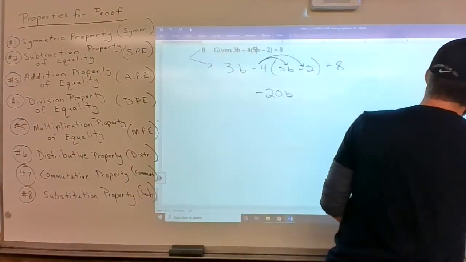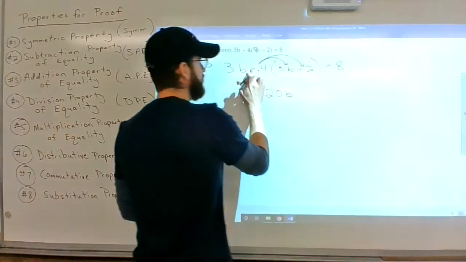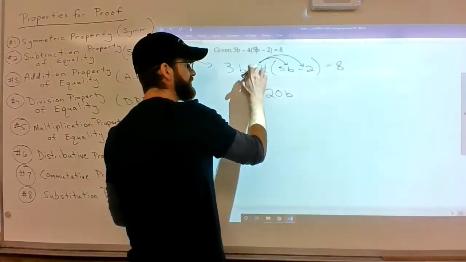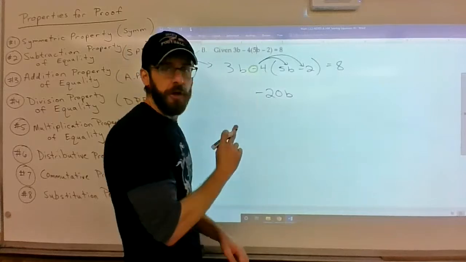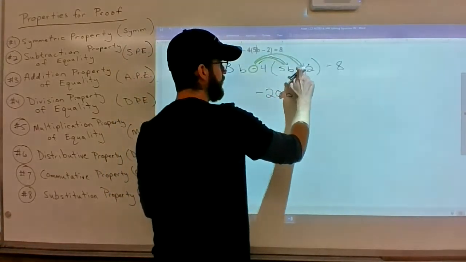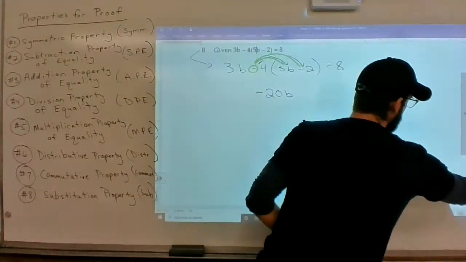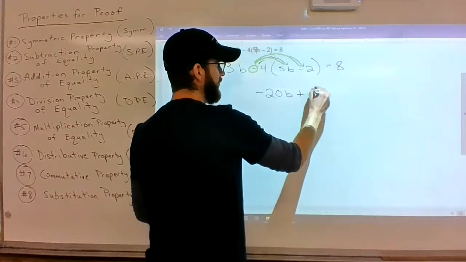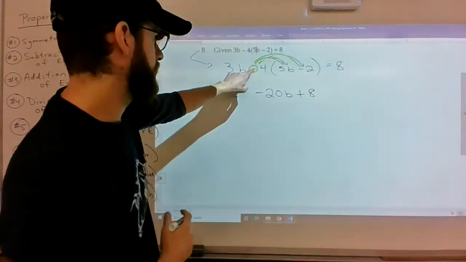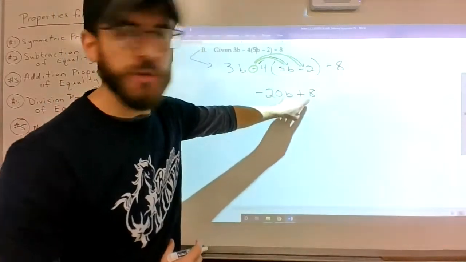Remember, this negative right here needs to distribute to both parts, okay? So both here and there. So you got a negative times a negative, which makes a positive 8. All right? Negative 4 times 5b is negative 20b. Negative 4 times negative 2 is positive 8.